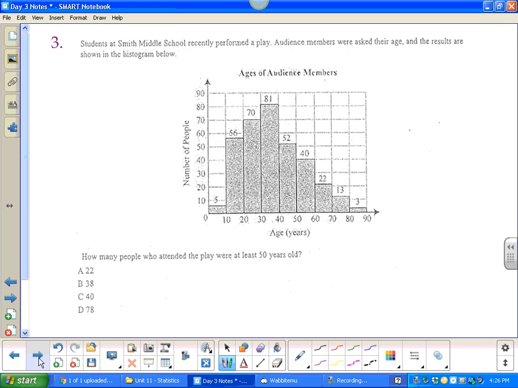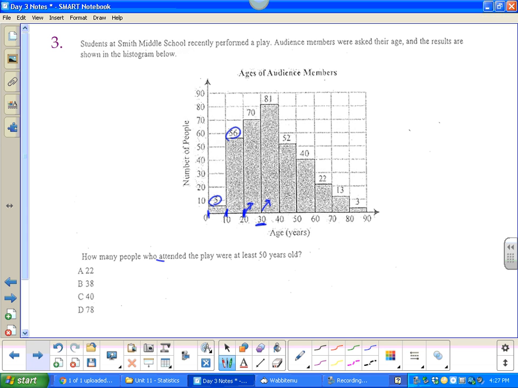Okay, the students at Smith Middle School recently performed a play. Audience members were asked their ages, and the results are shown in the histogram below. So what this means is we've got 5 people who are between the ages of 0 and 10, 56 between 10 and 20. The key here is to know that when you hit 20 years old, it puts you into this bar graph. When you hit 30, you're in this bar graph. So it kicks you up to the next graph.